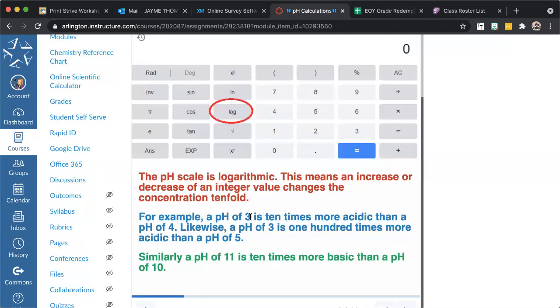Same thing with bases. If I have a pH of 11 and I compare it to a pH of 10, remember the higher the pH, the more basic, so a pH of 11 compared to a pH of 10 is going to be 10 times more basic.